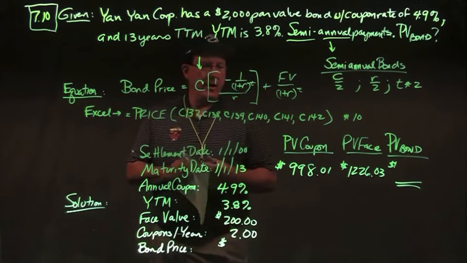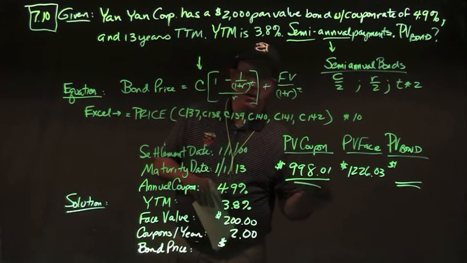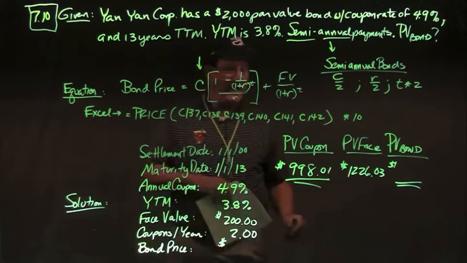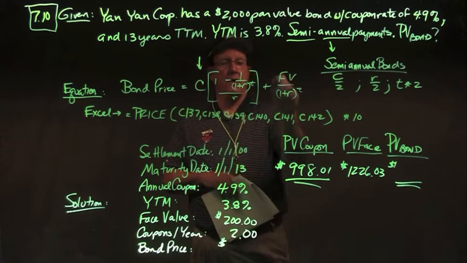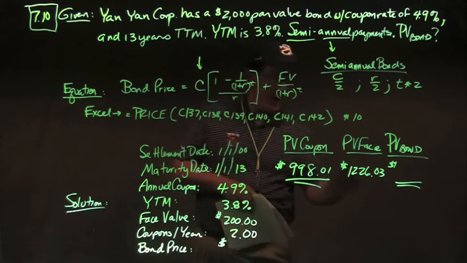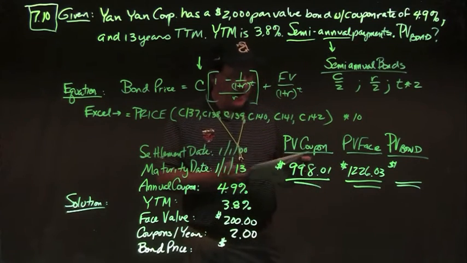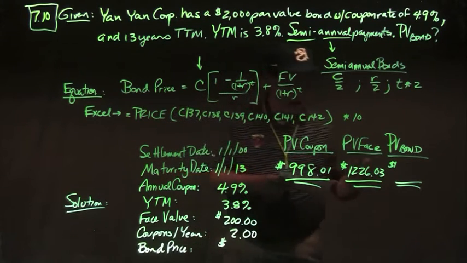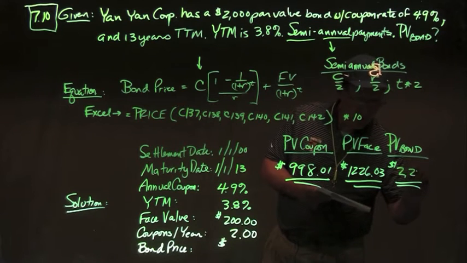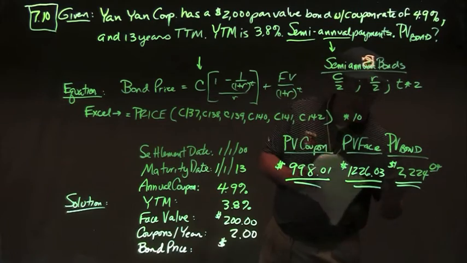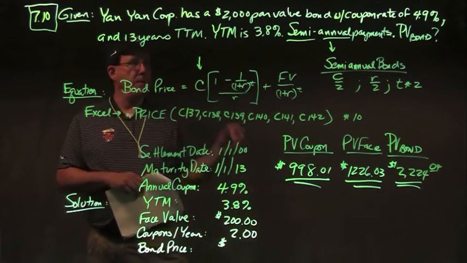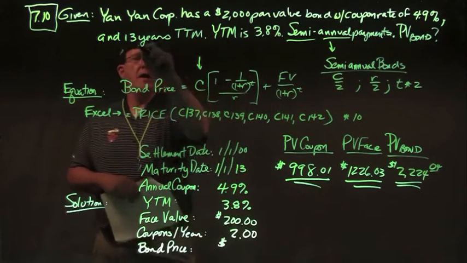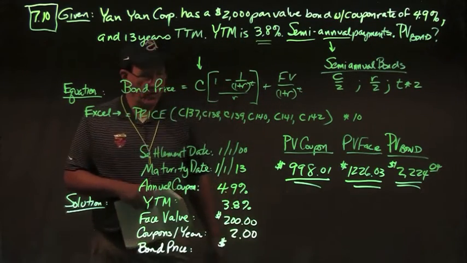Anyway, if I do the math here, the present value of the coupon, which is the first part of that formula, will give me 998.01. And the second value, when I take 2,000 over 1.019 to the 26th power, I get 1226.03. Add the 2 pieces together, and I get an ending bond price of $2,224.04. And as we predicted, a higher than par value bond. We have a premium bond because our coupon rate is higher than all other bonds in the market.